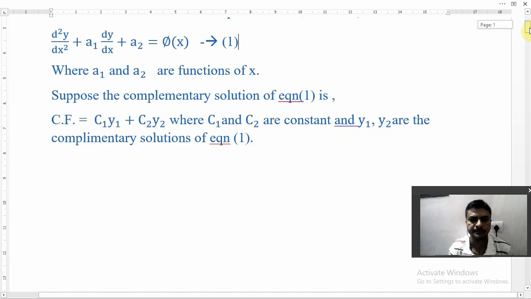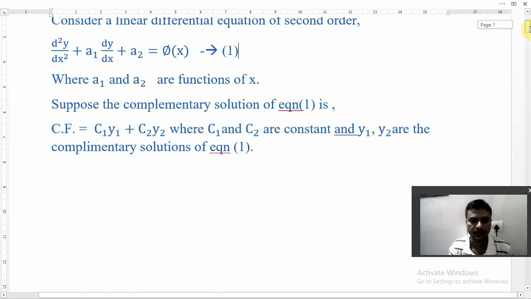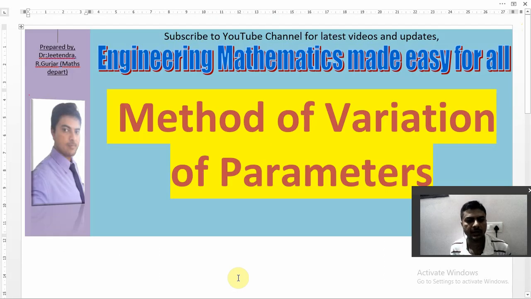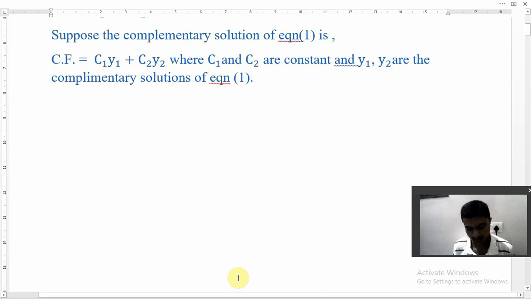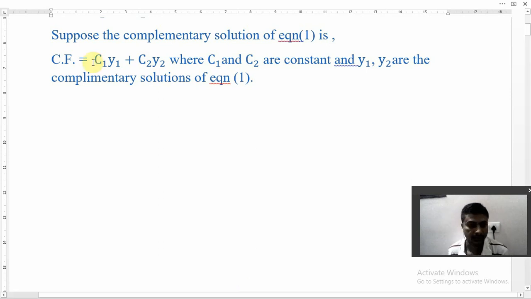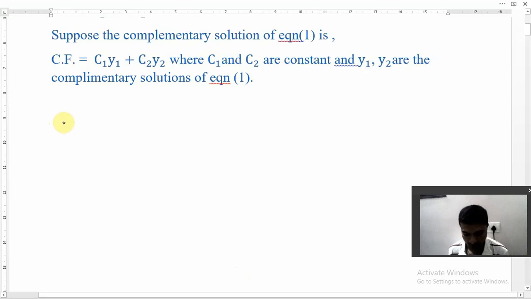So here we start with the derivation and how we are going to find the solution by the method of variation of parameters. Today we are going to study the method of variation of parameters. Yes, we start with the derivation. Whatever equation they have given, I am going to implement it directly. From equation 1 I am going to rewrite the equation.